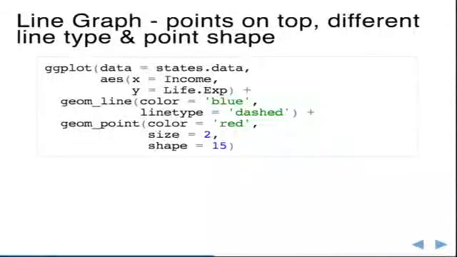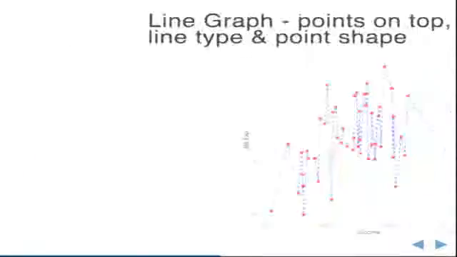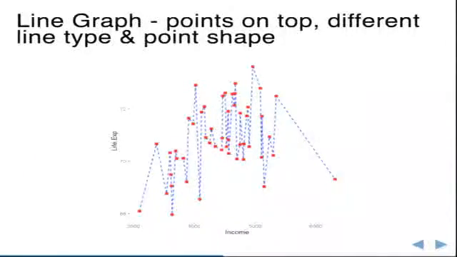And then just for fun, I added dashed lines instead of solid lines. And I made squares, which are shape equals 15, instead of circles for the points. And at the end of the presentation, we have some resources that will tell you which features are which and which numerical code corresponds to which type of shape. So this will create this. It'll add squares, and I promise you, they are definitely on top of the lines and not underneath, even if it's hard to see.